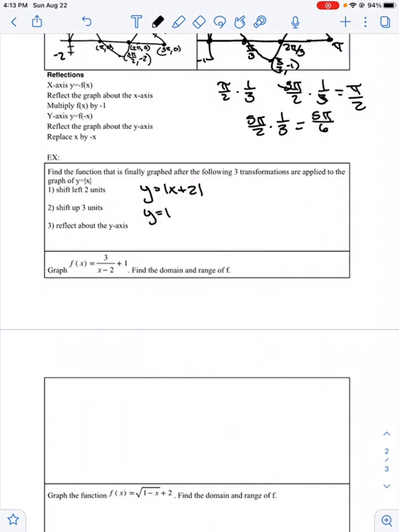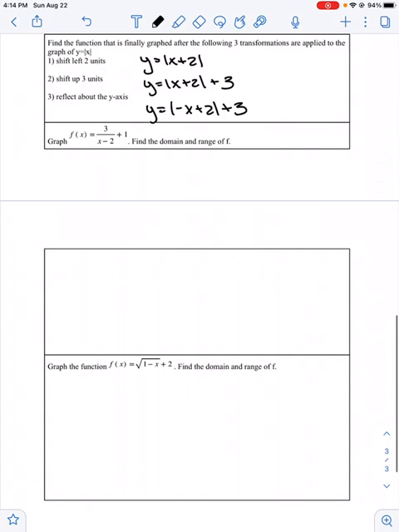So y equals the absolute value of x plus 2. And then this is the same, so plus 3. And then reflect about the y-axis. So inside the parentheses, our x is going to be negative. So y equals the absolute value of negative x plus 2, plus 3.